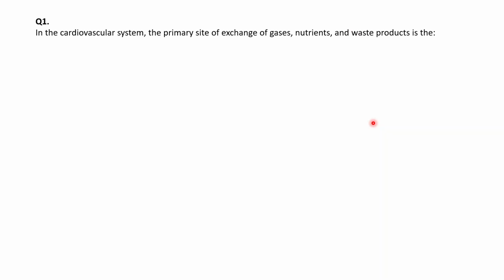So in the cardiovascular system, this one is easy. The primary site of exchange of gases, nutrients, and waste products is where?